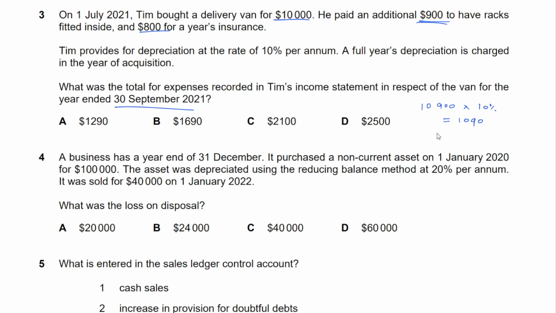Why? Because of the matching principle. You have to follow that. So 800 times 3/12, right? 3 out of 12, because that's just 3 months. We use that insurance for 3 months in the current accounting year. The rest of it is prepaid expense. 800 times 3 over 12, 200. And that is in total 1090 plus 200 is 1290. There we go.